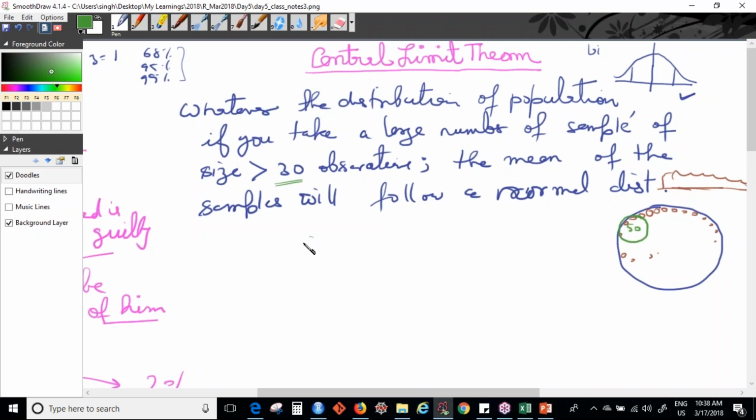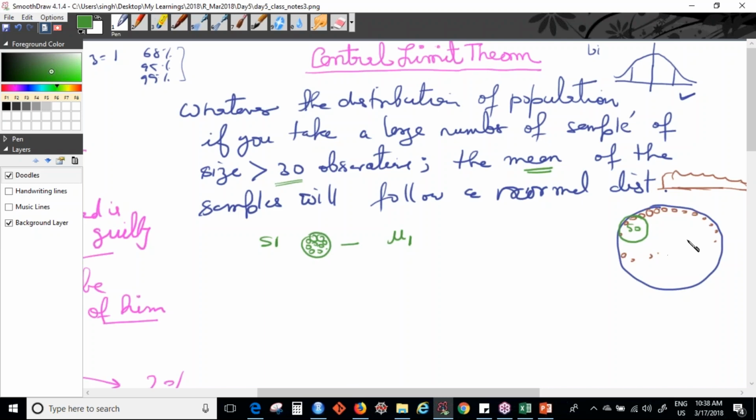So I take these 50 people. Let's say this is my sample 1. I ask each of them their individual salary. There are 50 individuals here. I ask them their individual salary, and I calculate their mean. So mu1 is their mean, the mean salary.